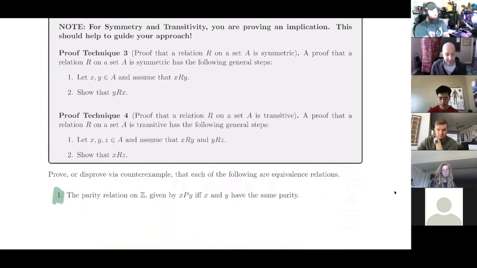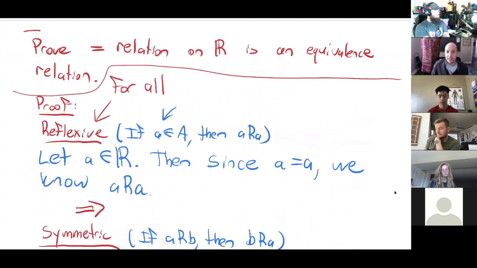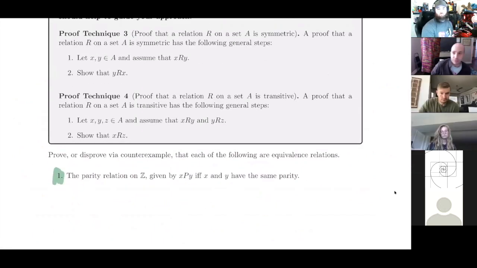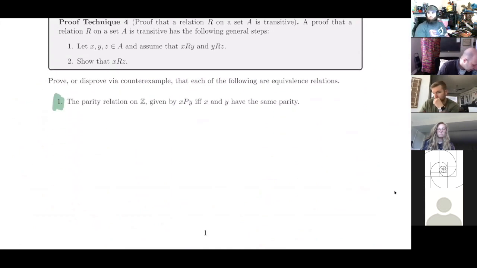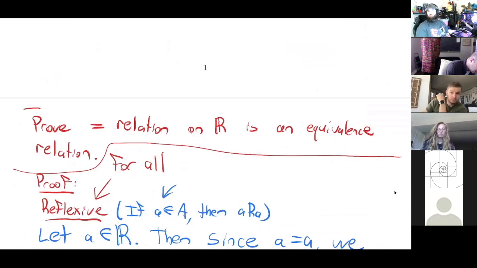So we started last time laying out the plan using the equal relation. Let's take a look at the first one. I think looking at the equality relation might be so trivial that we might not actually see what is going on in the proof. So let's think about the parity relation.